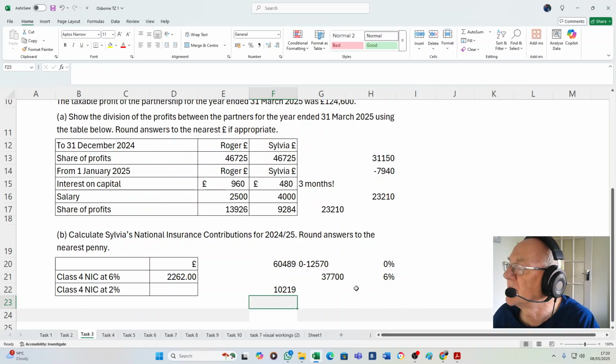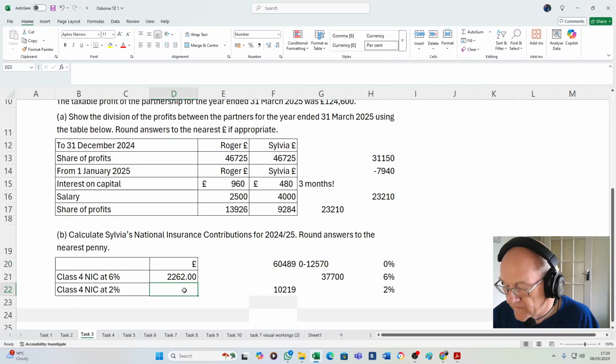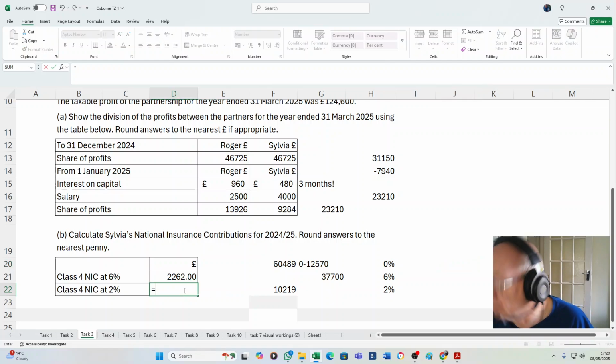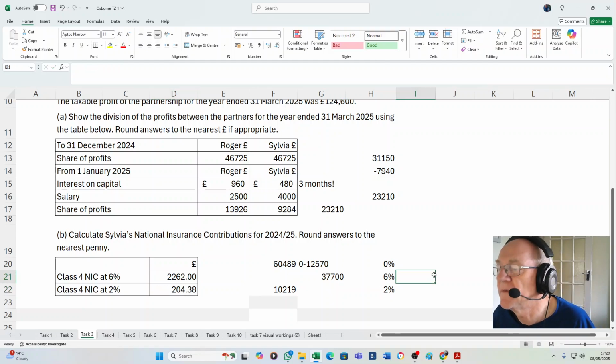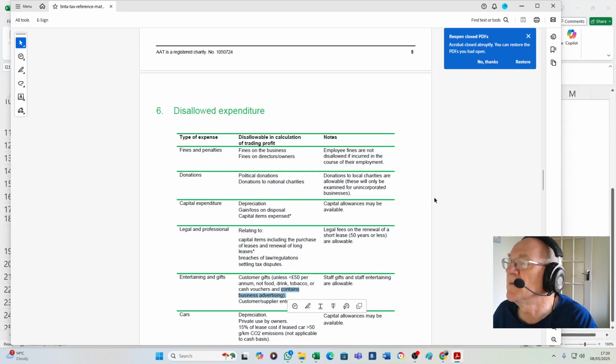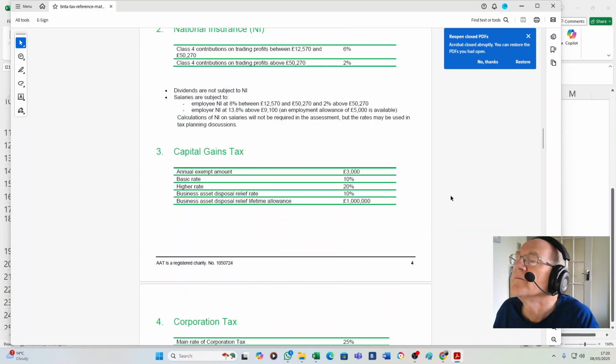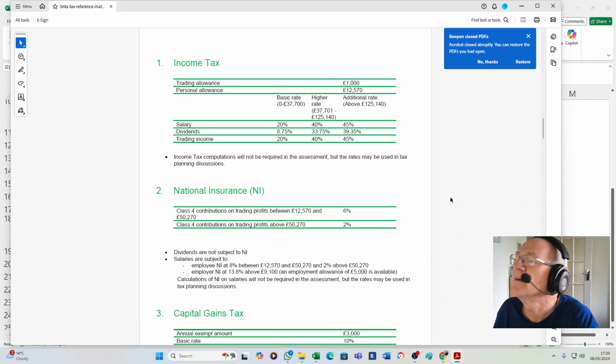The last is at 2%. So if you've done the personal tax unit, you will have no trouble with this one. And where have we got the 37,700 figure from? Let's go to the reference material. I did that actually without going to the reference material. Easy when you know it off by heart.